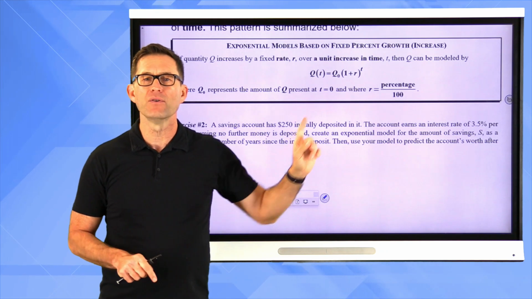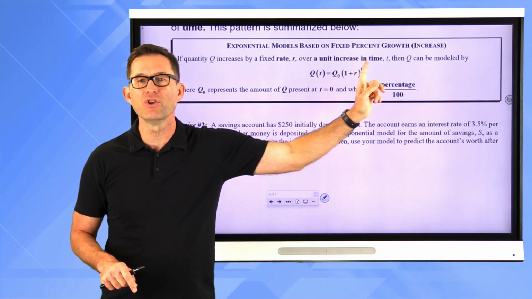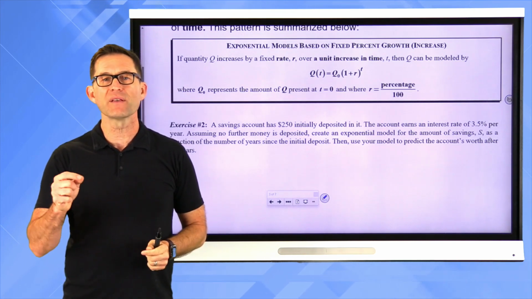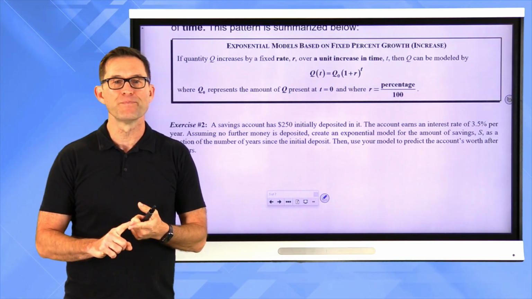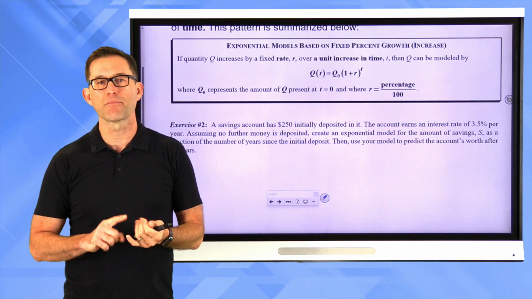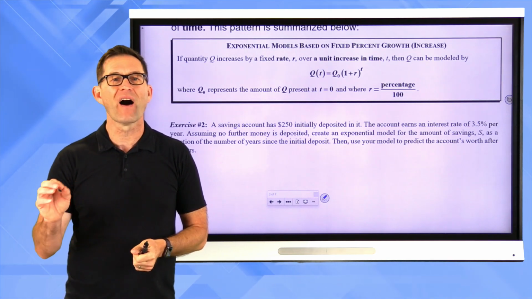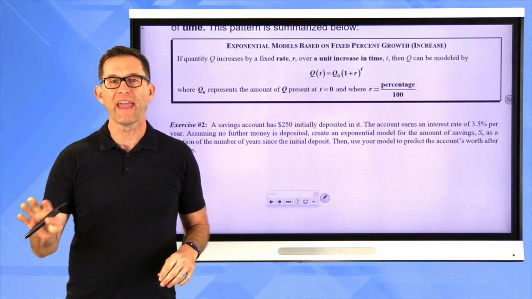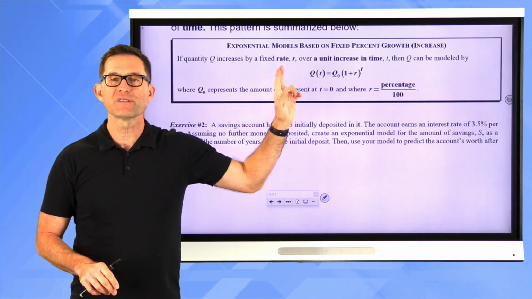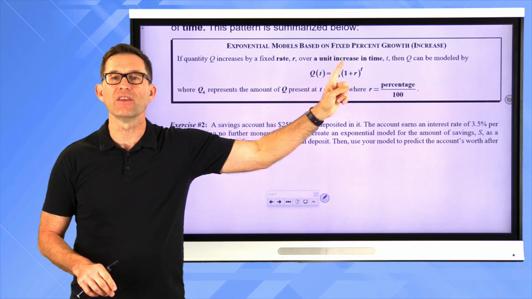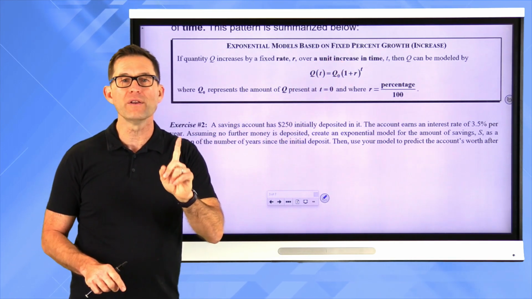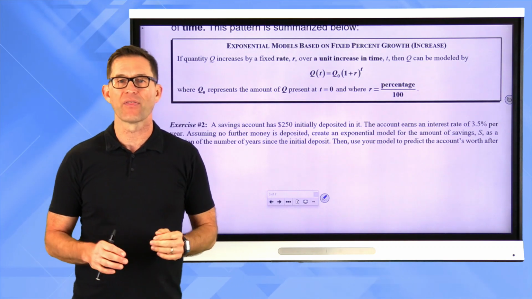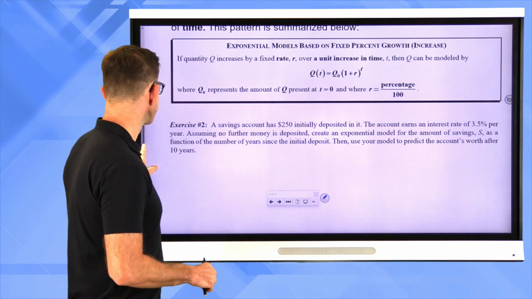Now, the other thing, though, I do want to point out is we're talking about a per unit increase in time. So in other words, they're going to tell you that something is increasing per year, per day, per second, per minute, not per 5 days or per 2 years or per 8 seconds, right? It's always a percent increase in a unit amount of time. 1 unit, 1 second, 1 day, 1 hour, 1 year, something like that. So let's take a look at exercise number 2.